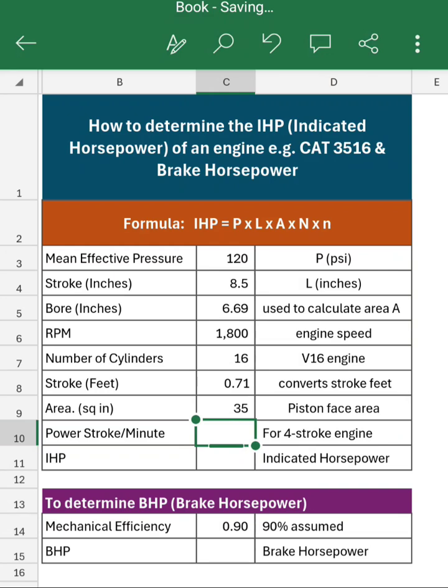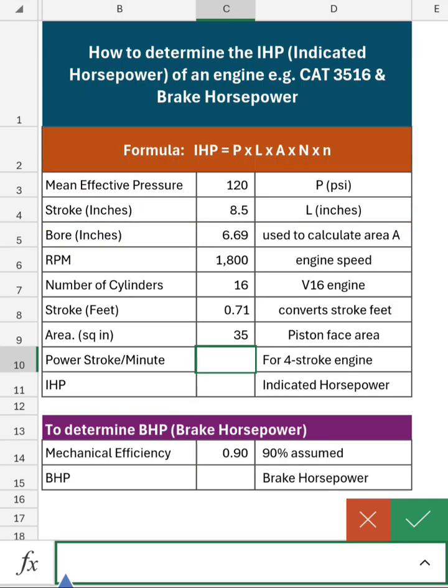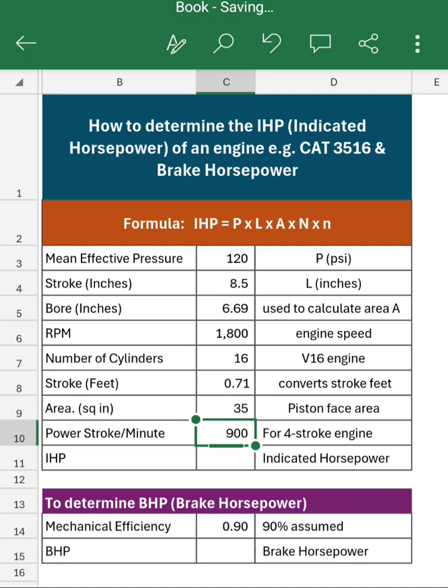Okay, so I'm going to get the power strokes per minute. Let me get the equal sign again, and then that would be the RPM, which is 1800 RPM, revolutions per minute, and that would be the engine speed. I'm going to divide that by 2, then enter. Then I got 900 power strokes per minute.